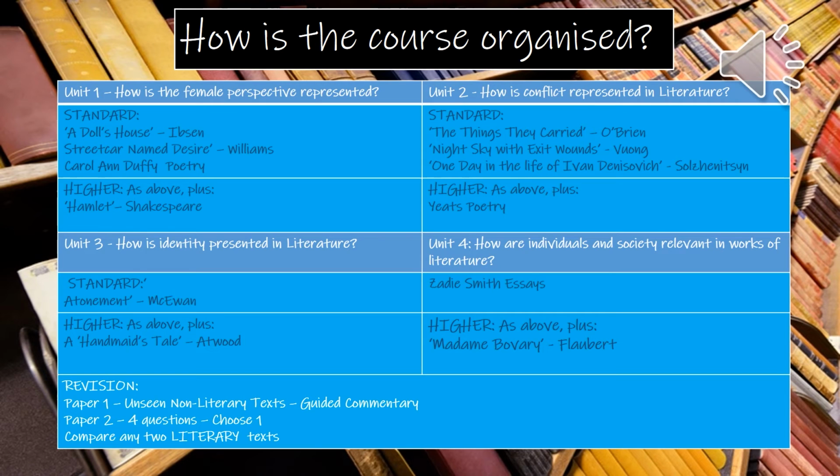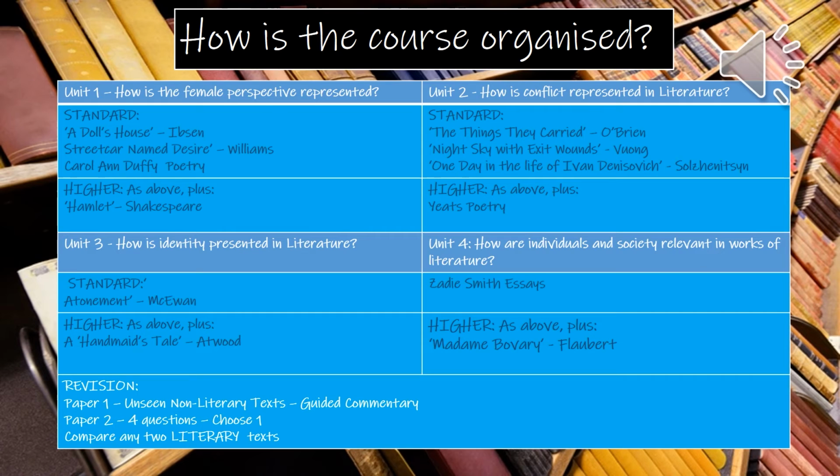Now let's have a look at the texts that are associated with the units of work. Unit 1, the female perspectives, covers A Doll's House, A Streetcar Named Desire, and Carol Ann Duffy poetry. The students who are studying at higher level will study all of those, as well as Shakespeare's Hamlet.